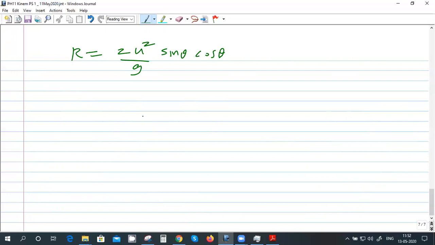Okay, let's assume I'm not changing anything. Initial velocity is u, and theta is the angle of projection. So there are only two quantities which I can change on the right side. Let's not change u for the moment. If I change theta, how many values of theta will give the same range? How many different theta will give me the same range?